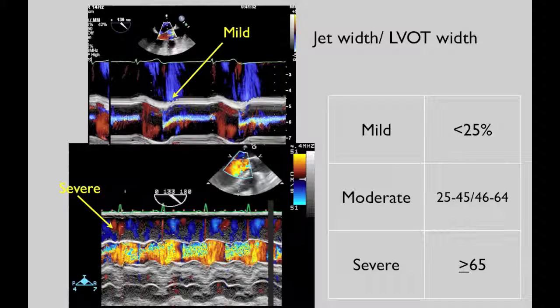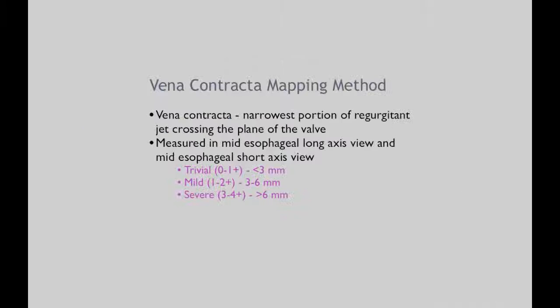Whereas at the bottom, we can contrast that with diastolic flow, which takes up nearly the entire left ventricular outflow tract band, suggesting that there's severe aortic insufficiency.